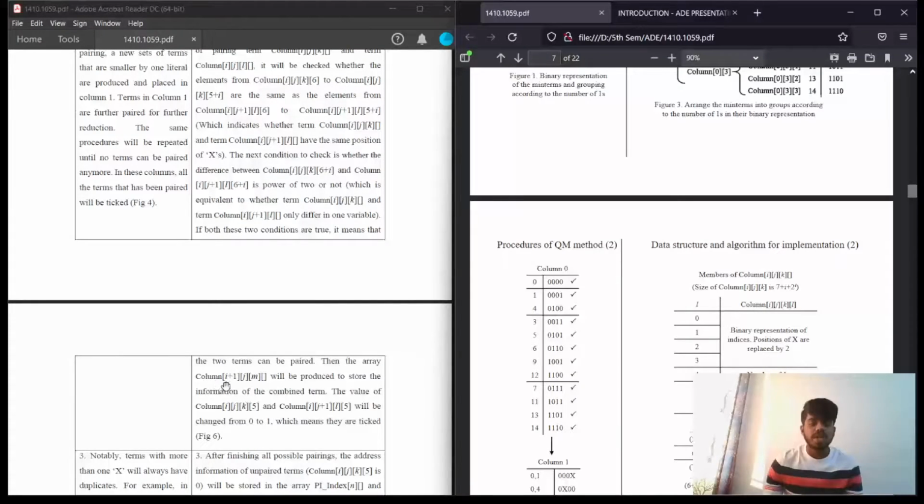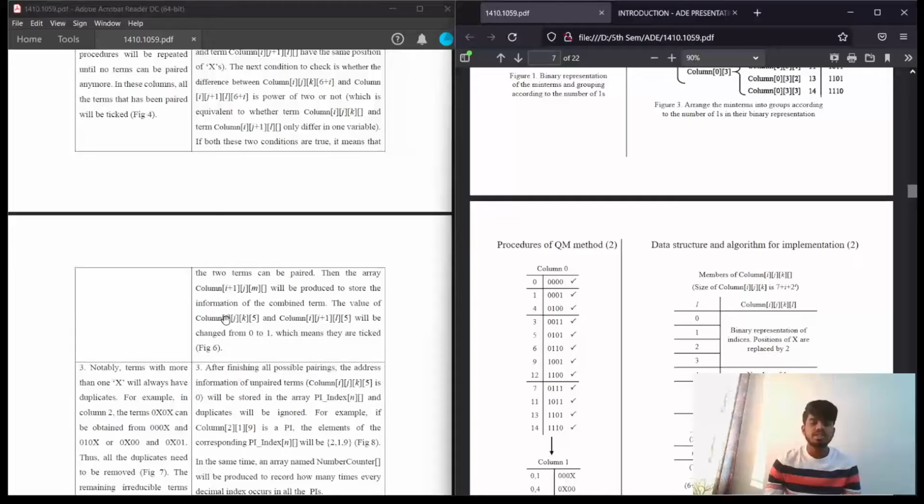Then the array column i+1 j m will be produced to store the information of the combined term. So the combined term is stored in column i+1 j m. See, the thing is i+1. That means till now we are in column 0, so 0 plus 1. The whole terms which are paired now shift to the first column, nothing but the next column, that is, it's getting incremented by 1. The value of ijk[5] and the column ij+1 l[5] will be changed from 0 to 1, which means that in the particular array, the value is shifted from 0 to 1.